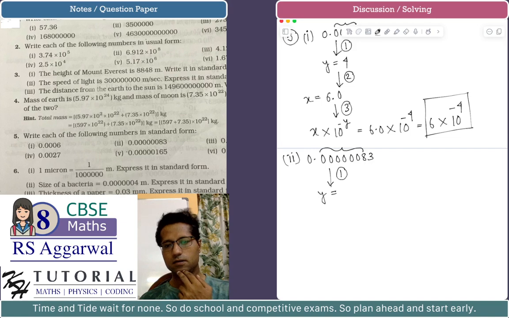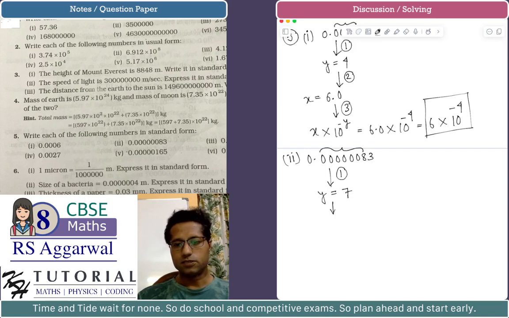So how many digits were there after 0? After the decimal point 1, 2, 3, 4, 5, 6. Okay. So we have 6 zeros and then 8. So that is 7. Y is 7. Because after the decimal point we have 6 zeros and then 8. So the number of digits to the right-hand side of the decimal point up to the first non-zero digit will be 7.